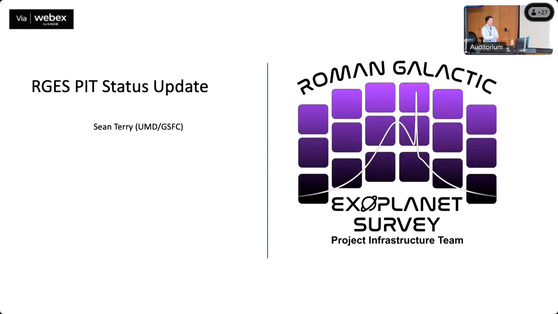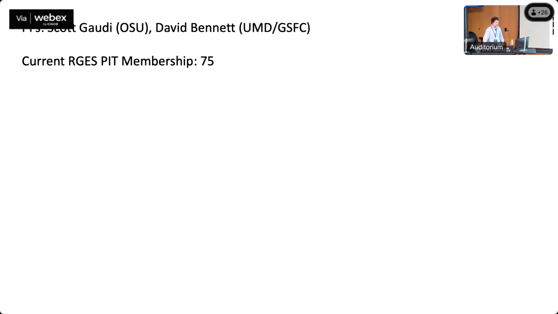Okay, so let's get started. The Roman Galactic Exoplanet Survey. He loves feedback, so send Scott all the feedback. As the name suggests, it's a PIT that supports the exoplanet microlensing science case for the Galactic Bulge Time Domain Survey. And I'll quickly note, we do expect, as Tom said, a huge amount of transiting exoplanets in the GBTDS data, but our PIT and this talk will primarily focus on the microlensing science case, exoplanet microlensing.